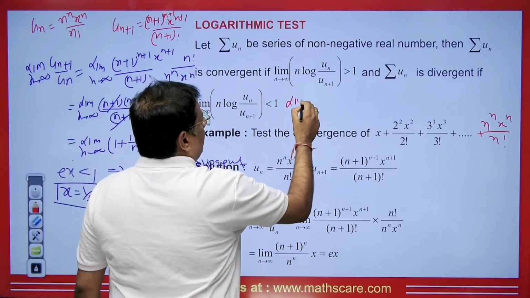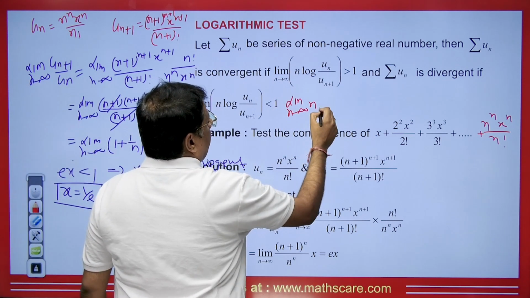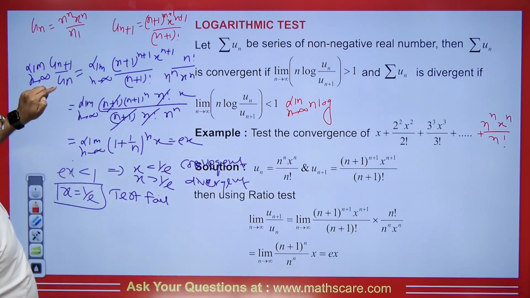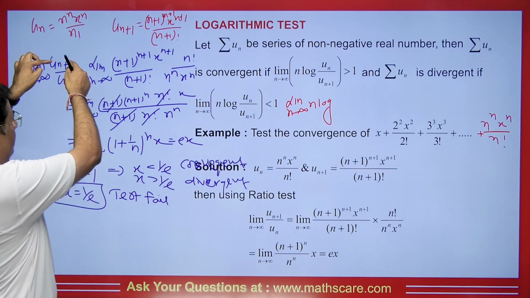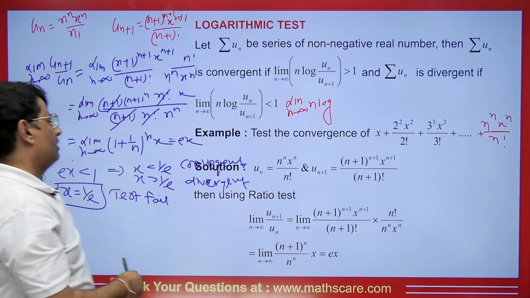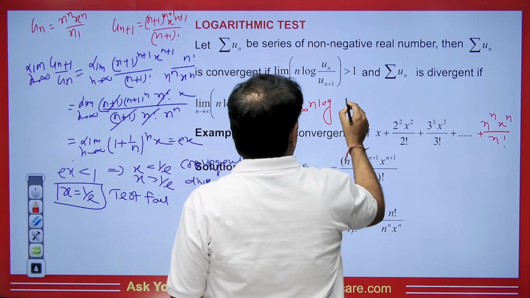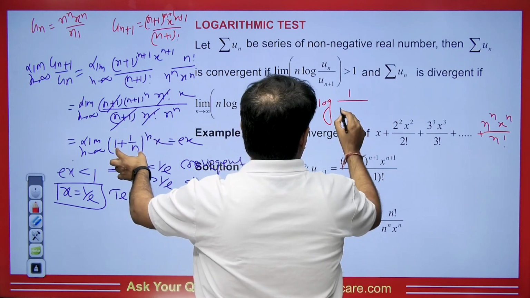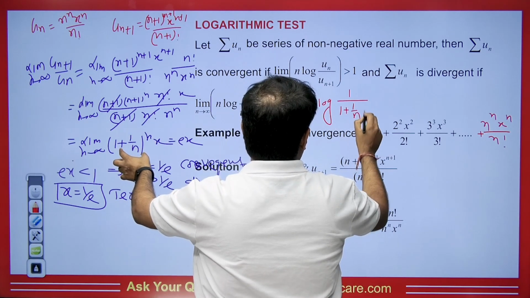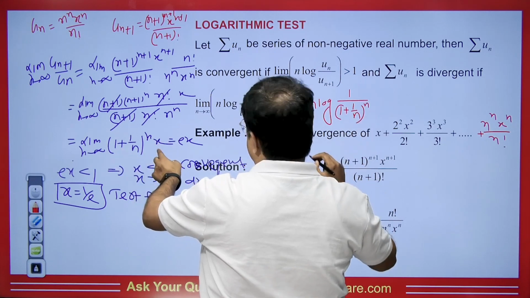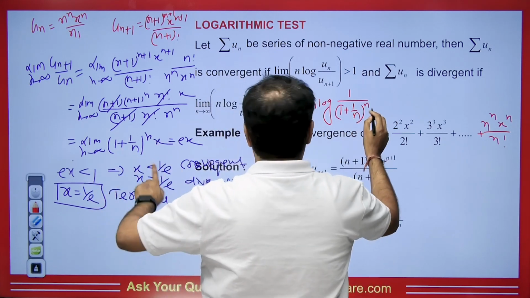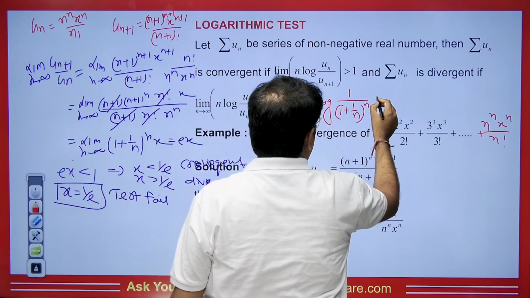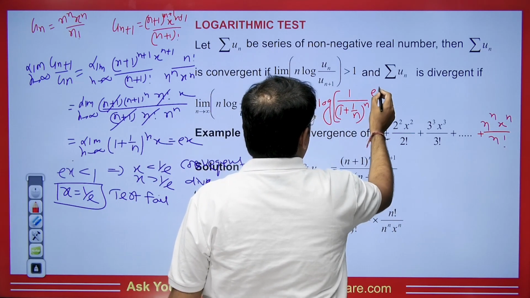It tells us we need to find the value of the limit n tends to infinity of n log(un/un+1). Here we have un+1/un. First, let's invert this un+1/un. When you invert it, 1 becomes the numerator, because ultimately when all of this cancels out, we will get 1 divided by (1 + 1/n)^n times x. And in this, we are substituting x with 1/e. So when we flip this, the e will go to the top and become the numerator.